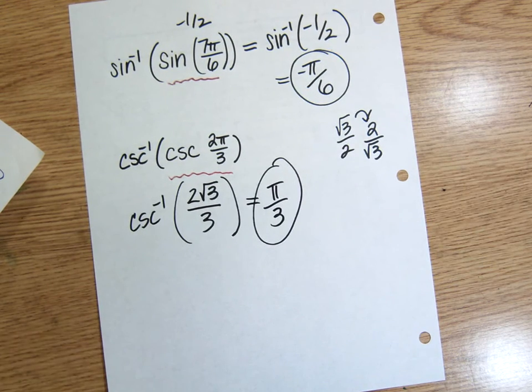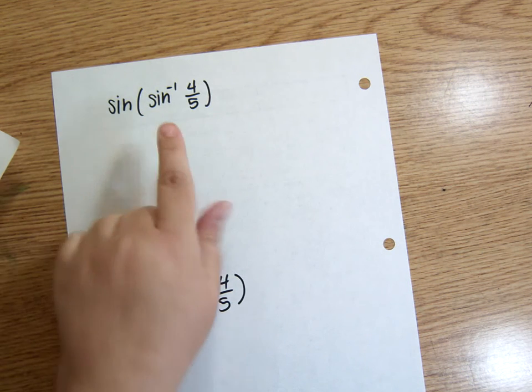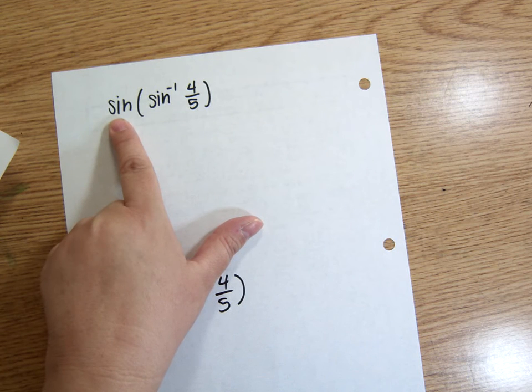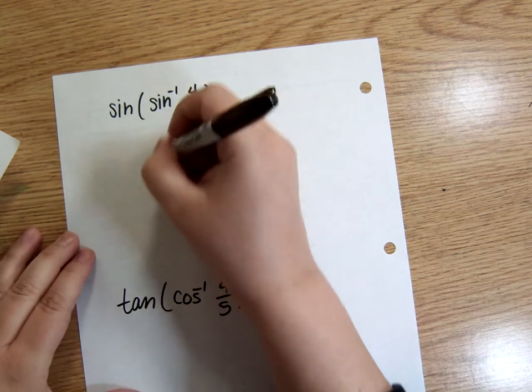Okay? Another scenario that comes up is when there are values that are not unit circle values. If you have something that is not a unit circle location, then you have to draw a right triangle. So let's look at these. Inverse sine of 4 over 5, and I'm going to take the sine of that. Okay? So inverse sine of 4 over 5. 4 over 5 is positive or negative? Positive. So what quadrant would I do it in? First quadrant.